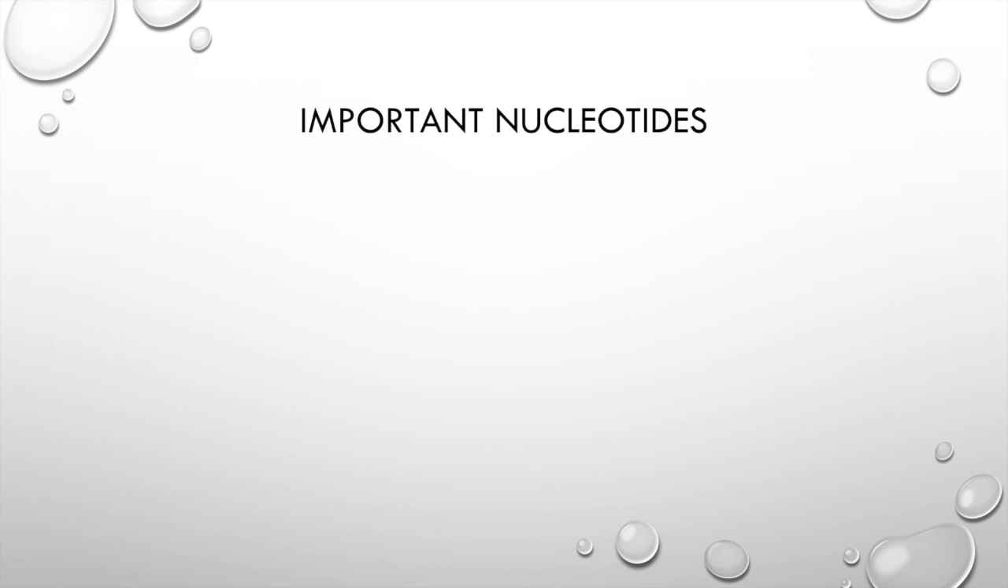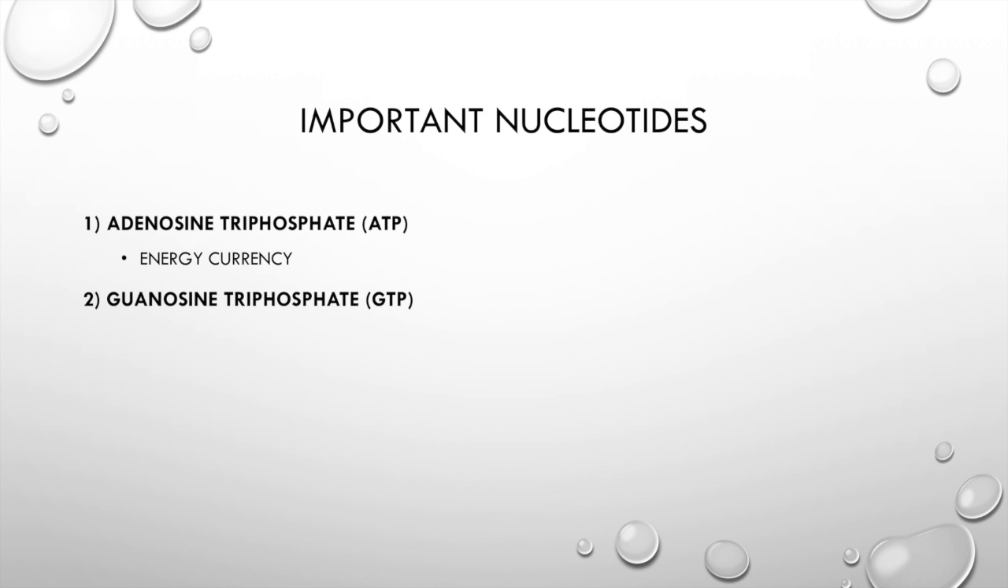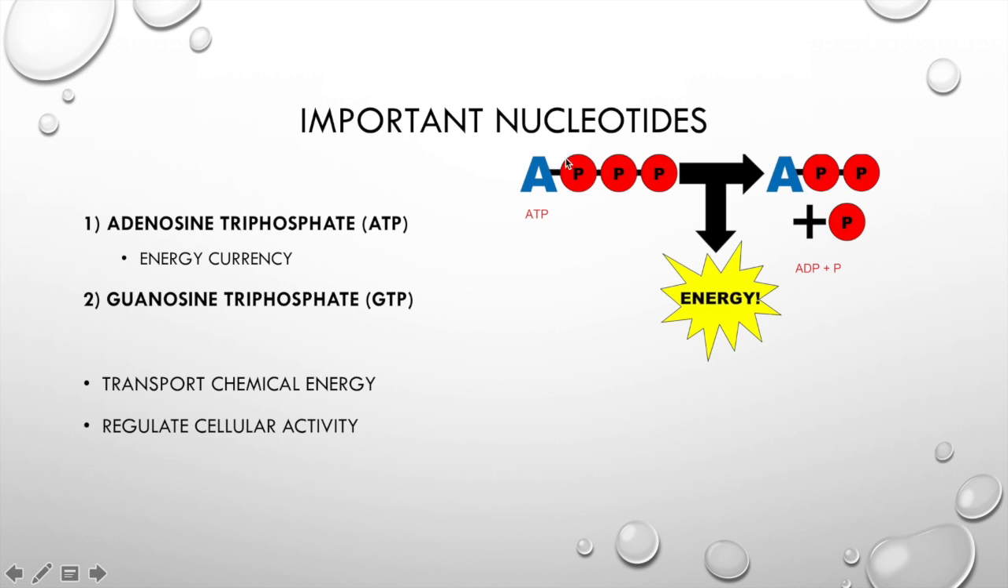So 2 nucleotides in particular that perform many functions in the cell in addition to serving as building blocks are adenosine triphosphate and guanosine triphosphate, ATP and GTP. And they serve as primary molecules that transport chemical energy from one reaction system to another, as well as regulating cellular activity. And we can also see that ATP is the main energy currency in all living things. And we can see that ATP contains those 3 phosphate groups, hence the name triphosphate. And each time a phosphate group is removed, we have the release of energy.